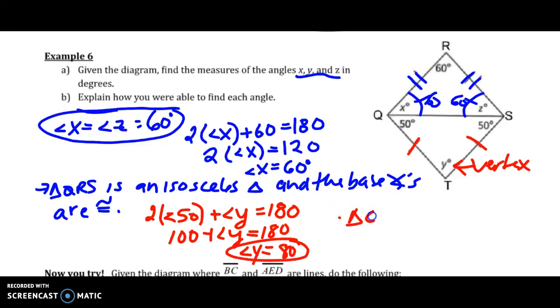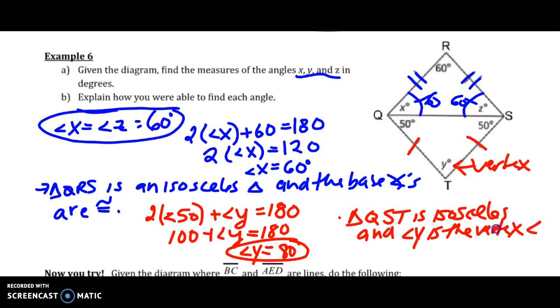So triangle QST is isosceles, and angle Y is the vertex angle. All angles in a triangle sum to 180. And that's what we use. That's our explanation.